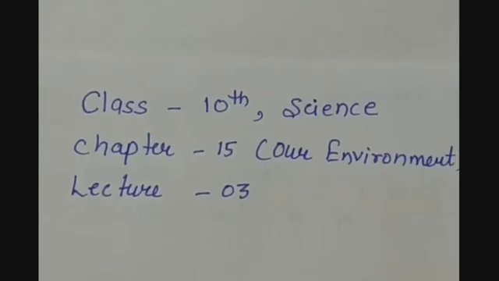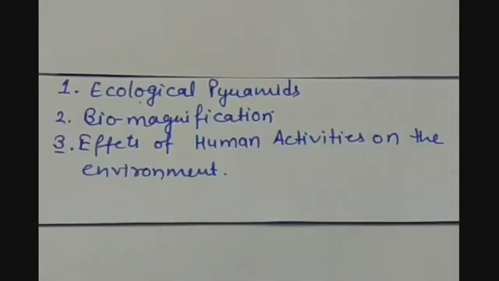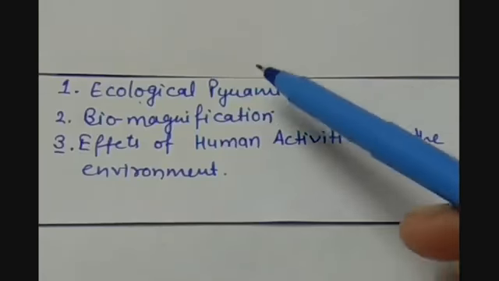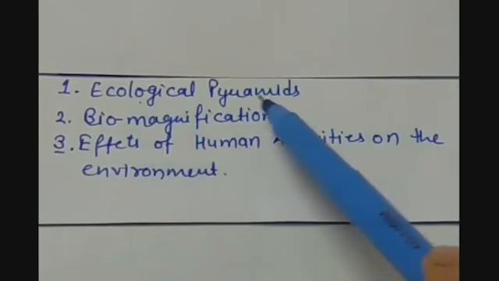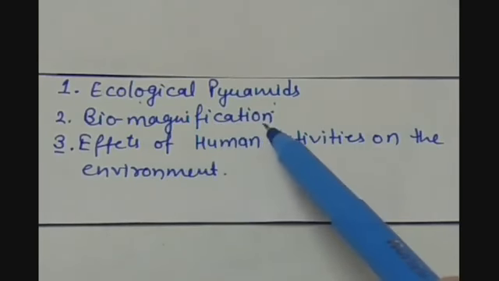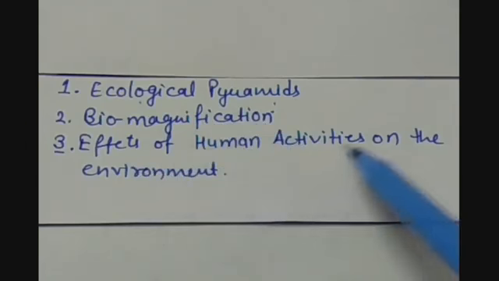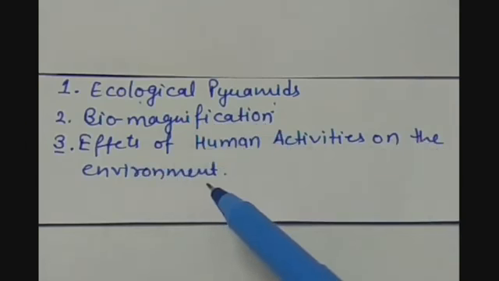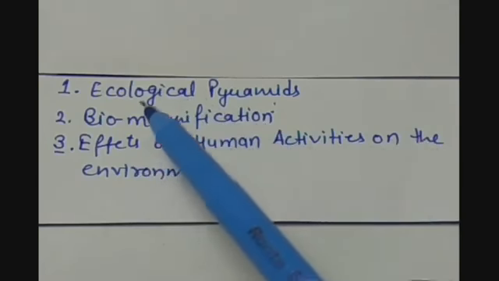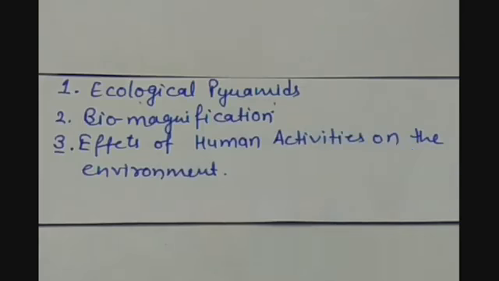This video is for class 10 science chapter number 15, our environment, and this is video lecture number 3. In today's lecture we are going to study the following topics: ecological pyramids, biomagnification and effects of human activities on the environment. So let us begin with our first topic, that is ecological pyramids.